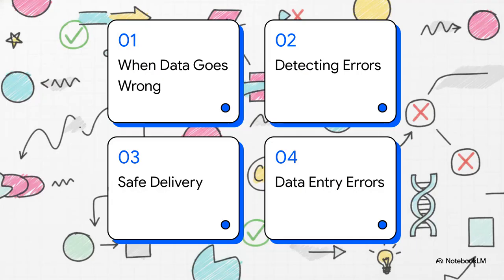Okay, let's dive into this. Here is our roadmap for understanding it all. First, when data goes wrong. Second, detecting transmission errors. Third, guaranteeing safe delivery. And finally, catching data entry errors.